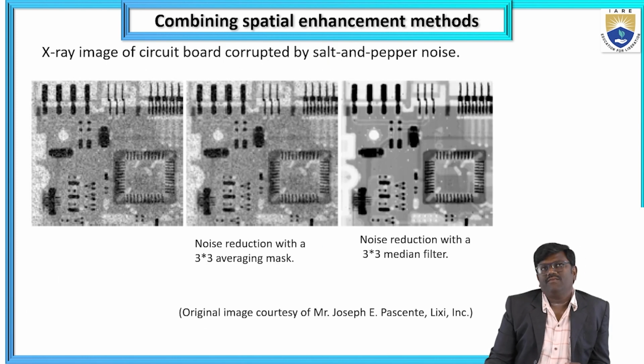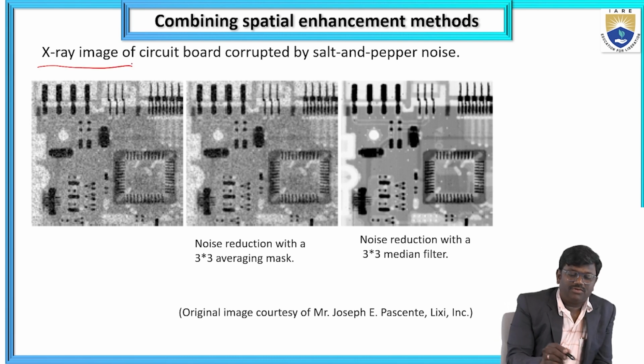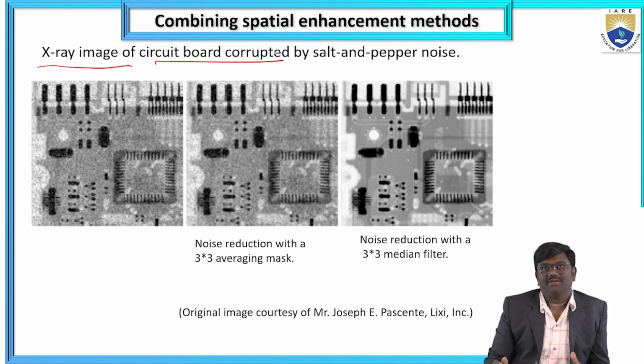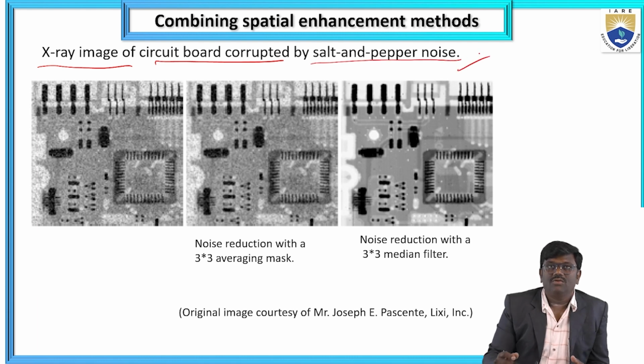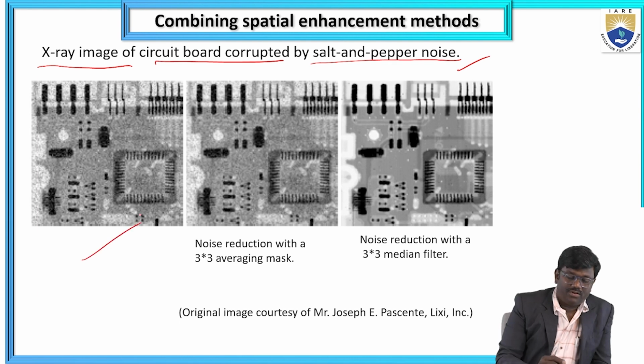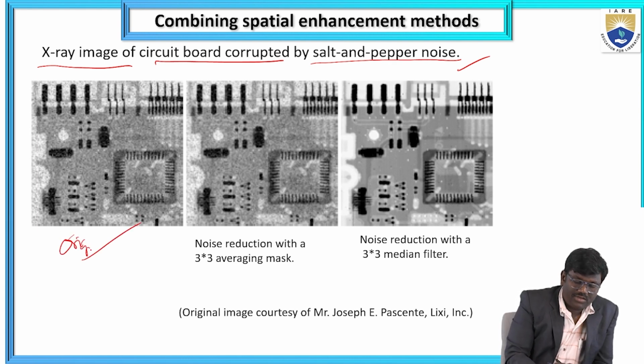Here let me take an example where we can apply the averaging filter process and the nonlinear process using the median, maximum and minimum filters. We take an example of an X-ray image of a circuit board corrupted by salt and pepper noise. One type of noise is salt and pepper noise, which we can understand from a scanned image. Let us take this as the original image.